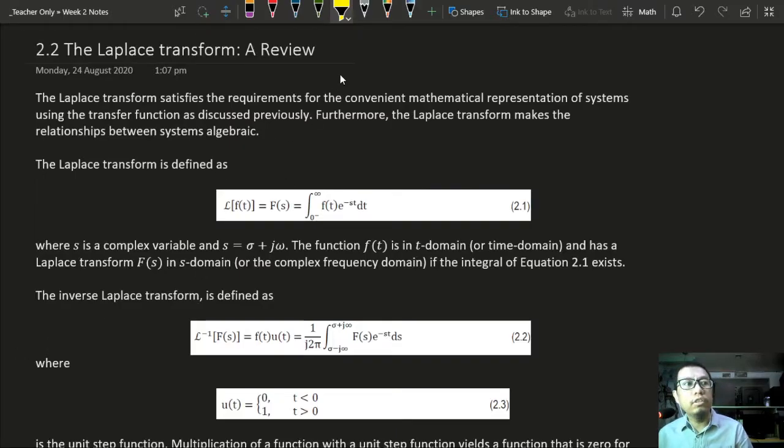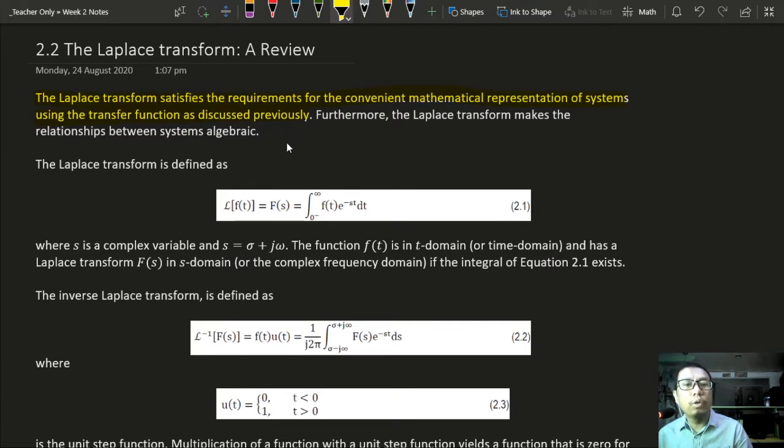So we now proceed to the discussion of Laplace transform. But basically, ang gagawin lang natin dito is a review. Okay, so we take note that the Laplace transform satisfies the requirements for the convenient mathematical representation of systems using the transfer function as we discussed previously. Furthermore, the Laplace transform makes the relationship between systems algebraic.